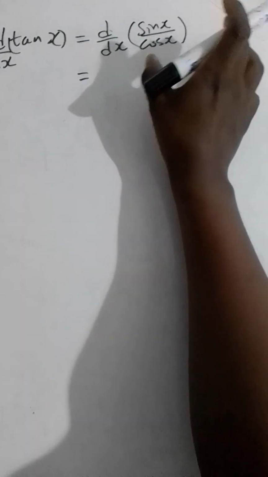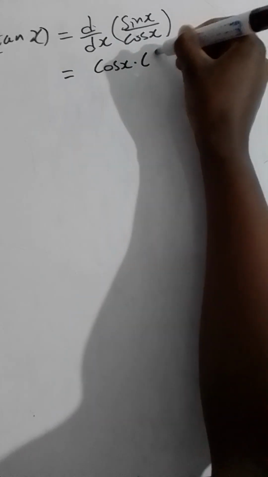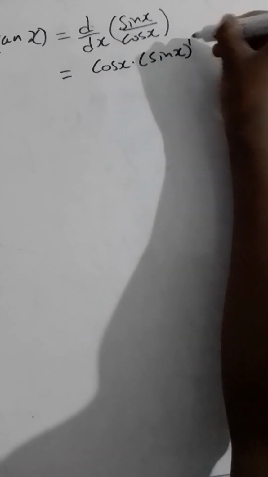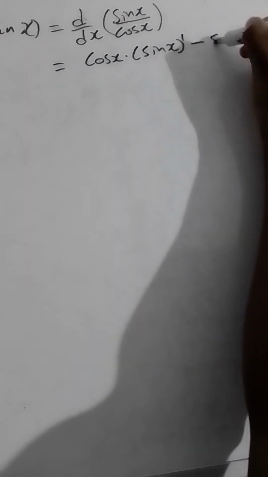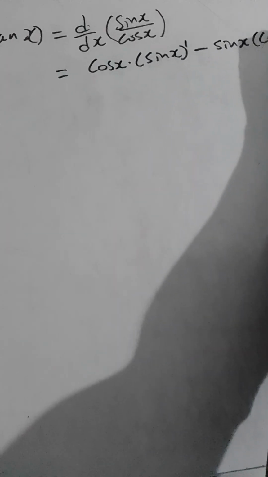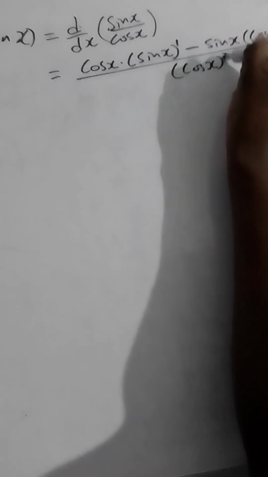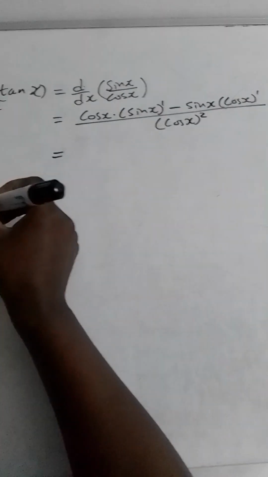We know that when it comes to a quotient of functions, we have to use the quotient rule of differentiation. So to differentiate a quotient, remember, we write it like this. We take the bottom function and write it as it is and multiply it by the derivative of the top function, minus the top function as it is multiplied by the derivative of the bottom function, and then we divide by the square of the bottom function. And if you simplify this, it becomes what?